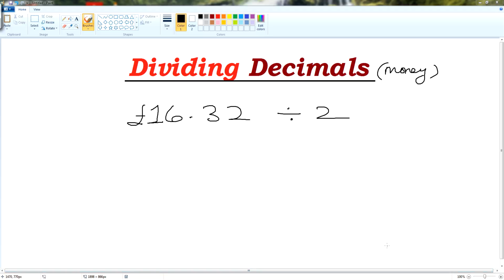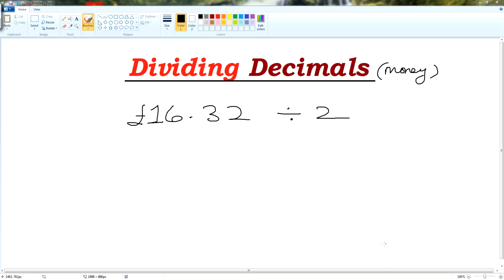We're with my pre-SAT class here on a Tuesday. We're looking at dividing decimals, in particular decimal money division. This is the kind of question that comes up in the SAT paper. It came up today in our practice paper, so we're doing it as part of our lesson as well.